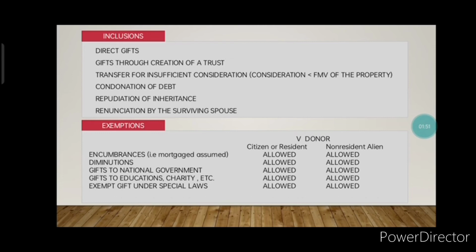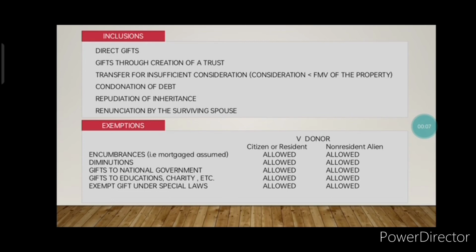We have here the inclusions and the exemptions in computing the amount of the gross gifts. We have here the direct gifts. This includes the financial resources such as cash, gifts through creation of trust, transfer for insufficient consideration, which is applicable only for the intangible property, wherein the consideration must be less than the fair market value of the property to be included in the amount of the gross gifts. We have the condonation of debt, repudiation of inheritance, renunciation of the surviving spouse.